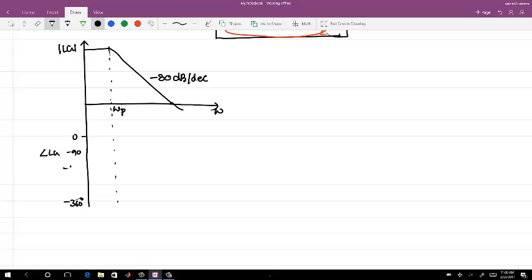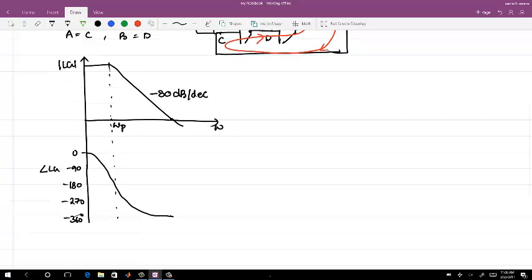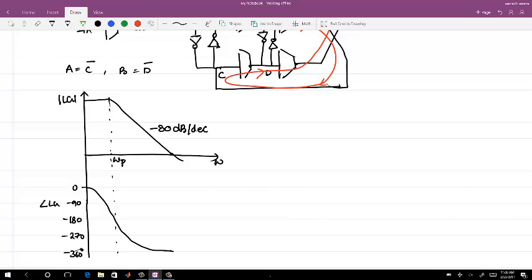So let me just mark 180, 270, and 360, right? So what will be the phase at omega p? It will be minus 180, a 45-degree contribution from each. Something like this. So the valid question is, if you only have these four things connected in a loop, then the frequency at which it will oscillate is infinity as per the Barkhausen criterion. So this is not going to oscillate.